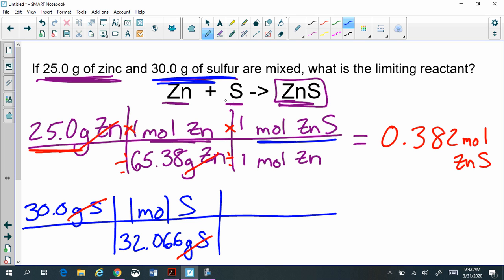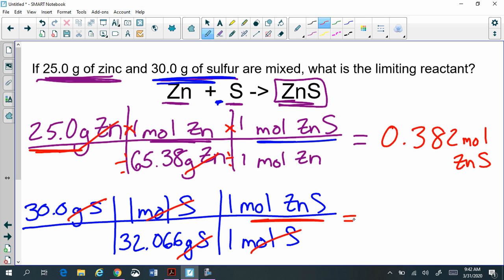And then over here, the coefficient in front of sulfur is 1 mole of sulfur. And on top, it's the same. It's 1 mole of ZnS. My moles of sulfur canceled. I'm left with moles of ZnS. Voila! Go ahead and solve that. I think by this point, you should be able to solve these on your own. If not, maybe go back and practice some stoichiometry problems on your own. And when I solve this, I get 0.934 moles of ZnS.